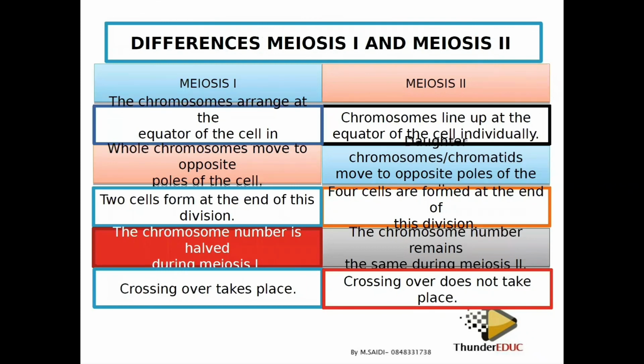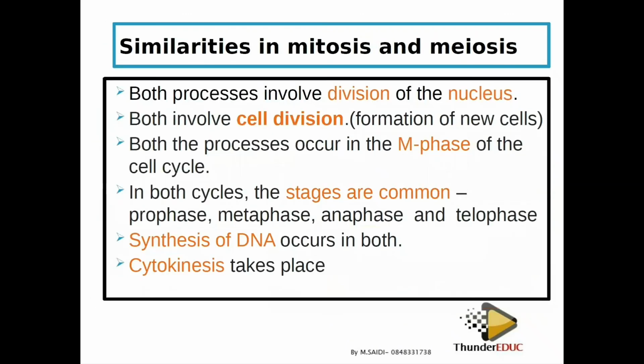Now, another very important thing: differences between meiosis 1 and meiosis 2. In meiosis 1, chromosomes arrange at the equator of the cell, and the whole chromosome moves to the opposite poles. In meiosis 2, chromosomes line up at the equator of the cell individually, and the chromatids move to opposite poles. 2 cells form in meiosis 1. Just read them like that, I won't have to explain them. We've been talking about them.